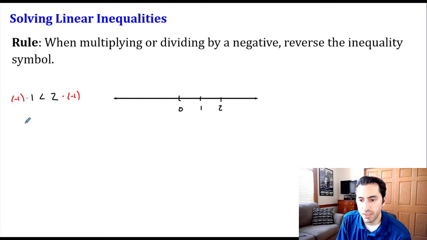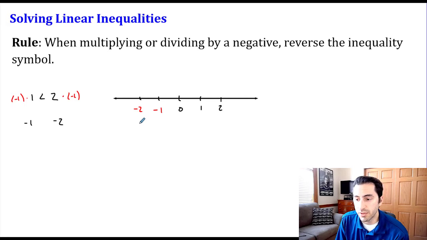So now what I end up with is negative 1, and then negative 2. Well, if I look at those on my number line, here's negative 1, and here's negative 2. If I look at their location, now negative 2 is to the left of negative 1. So that means that in this inequality, negative 1 is actually bigger than negative 2. So whenever we're dealing with inequalities, when we multiply or divide by a negative number, we're actually switching which one is bigger and which one is smaller.